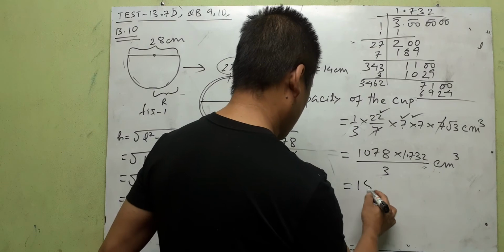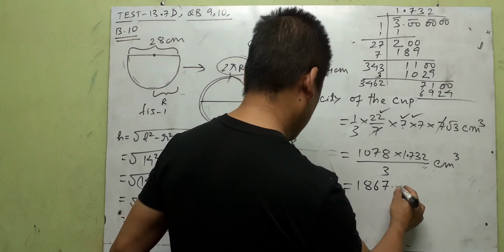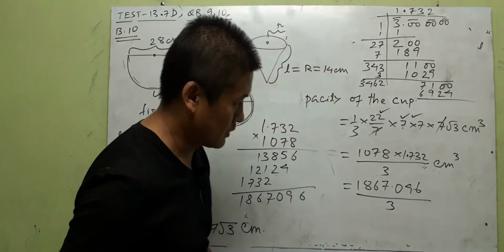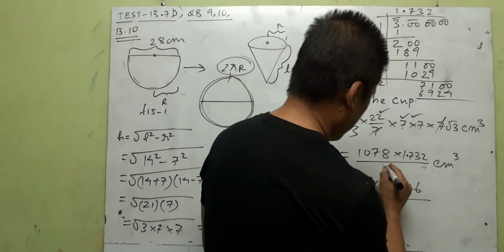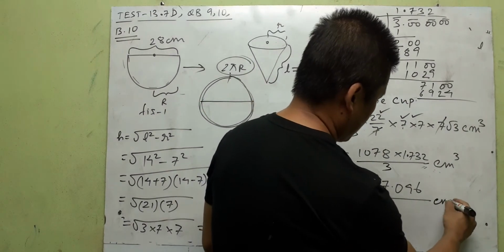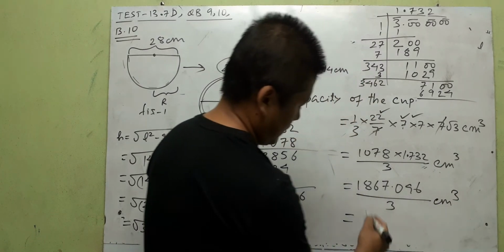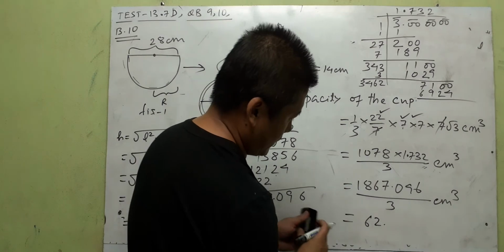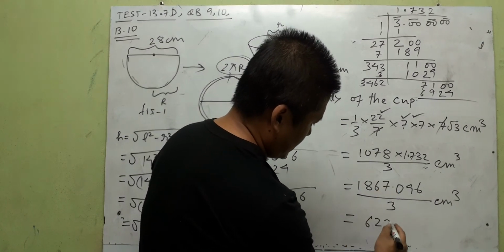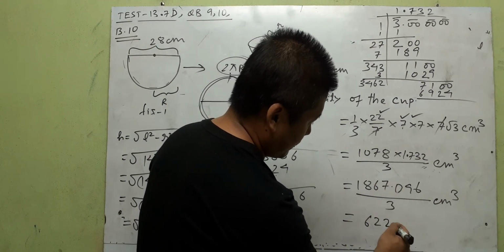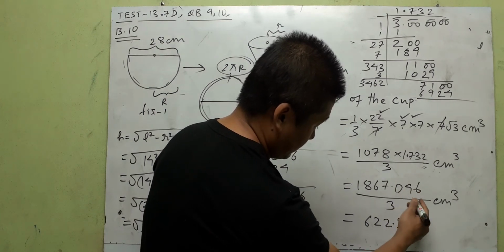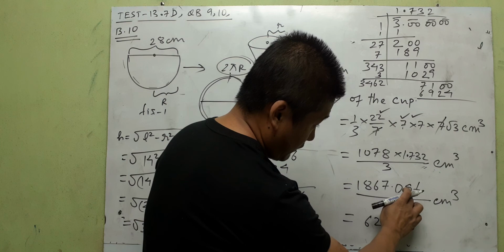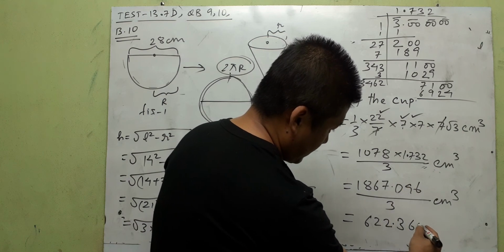So 1867.096 divided by 3 is what we're going to get. So here now, centimeter cube. 3 6s are 18, 3 2s are 6. Right, then again 3 2s are 6, 1 remainder, 10 point, so 10, 3 3s are 9, 1 in hand, 19, 3 6s are 18, 19, 1 in hand, 16, 3 5s are 15.